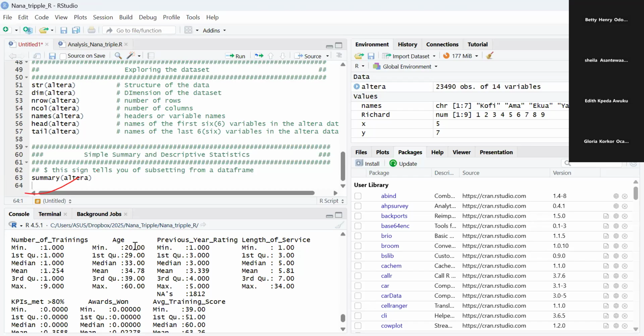For example, let's look at age. What is the minimum age of the people in the company? 20 years. Can you all see it's 20 years? The maximum age is what? It's 60, sir. It's one person who is 60. Everybody has kept quiet. 60.